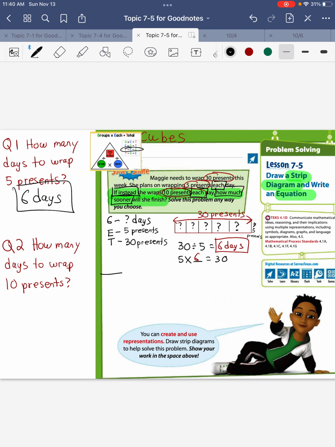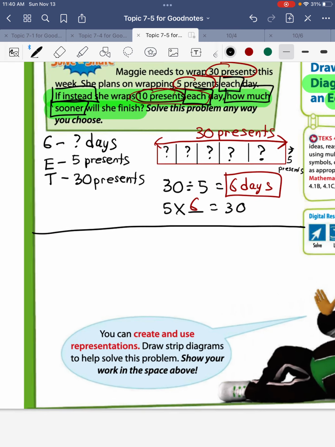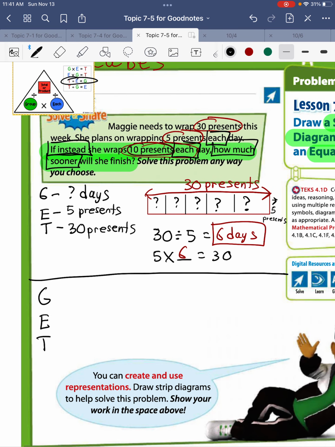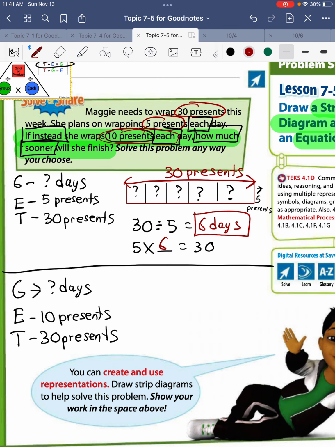So I'm going to make a line going through so I don't confuse my work. And the same thing, I'm going to do my get. So I have my G, my E, my T. Okay. And so instead of the 5, we're doing the 10. So I still have 30 presents. And instead of the 5, I'm going to be doing 10 presents each day. And again, my groups are my days, I do not know. Okay. So I'm going to make my strip diagram. Again, like I said, my total is still 30.